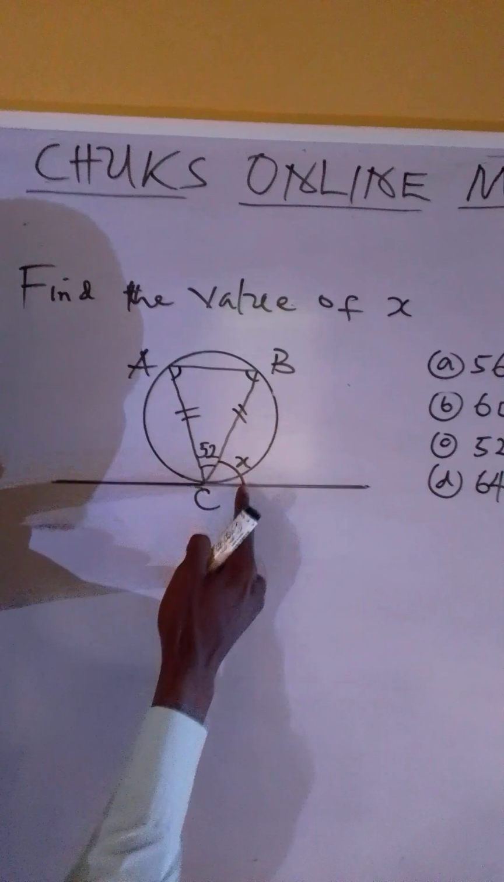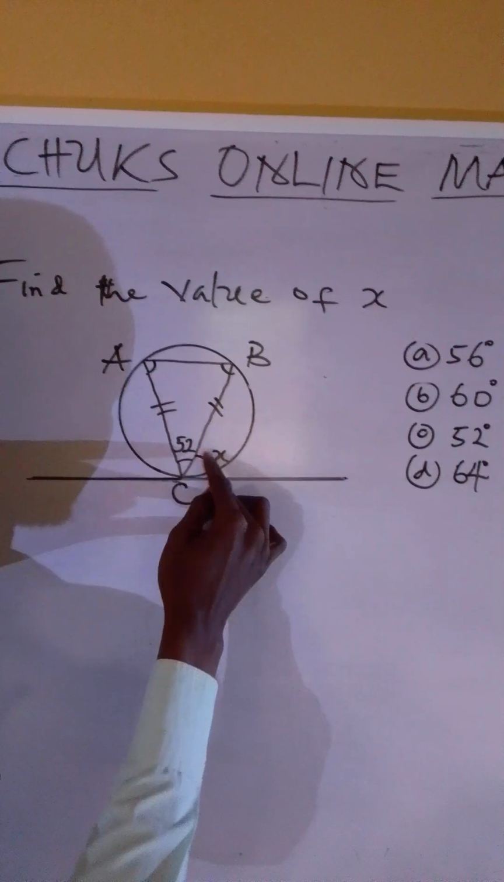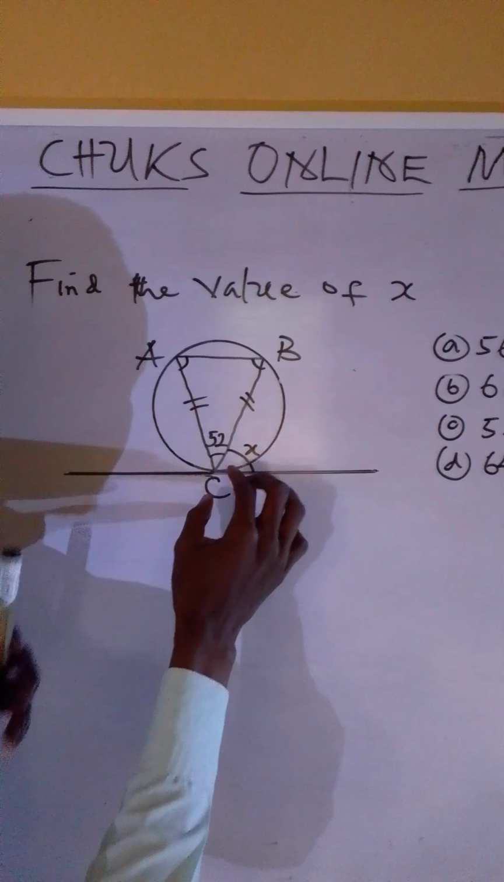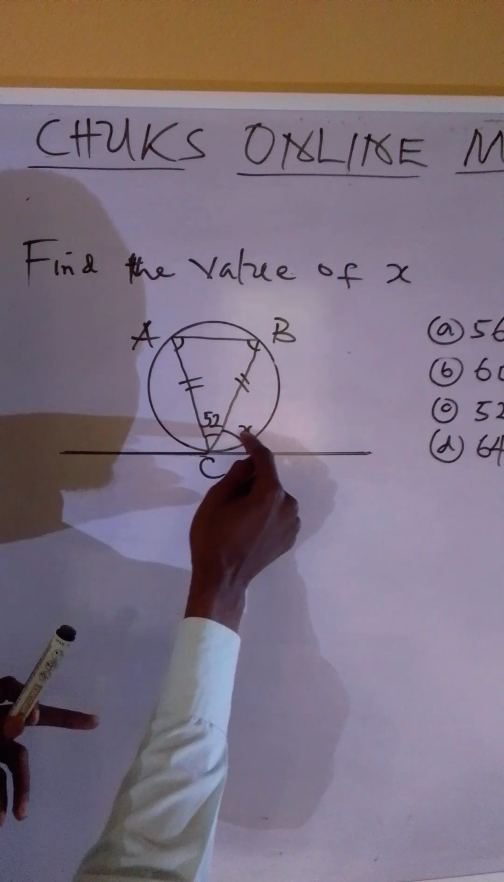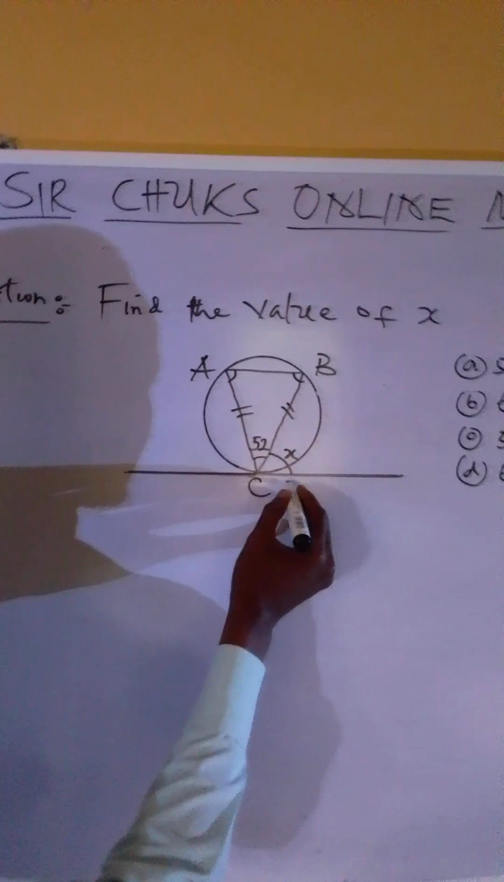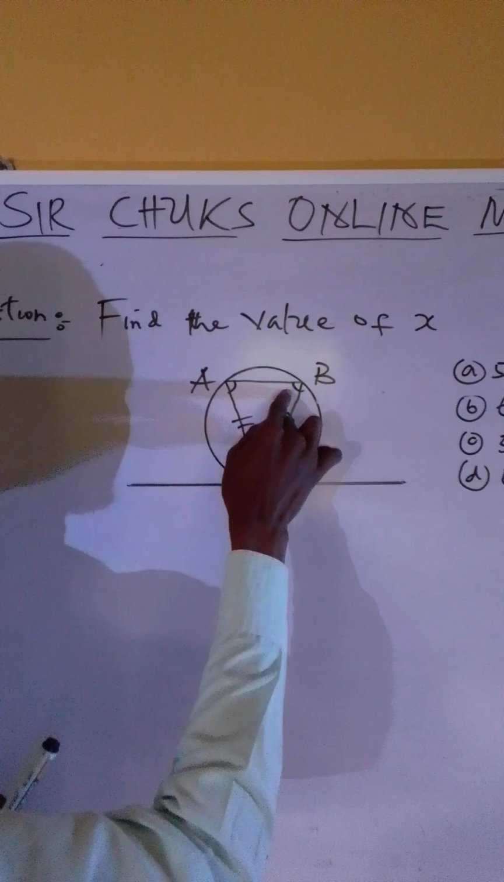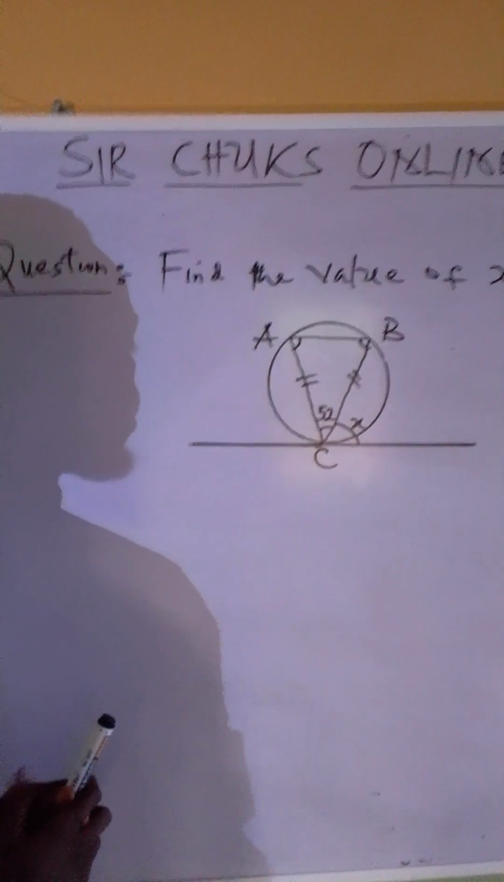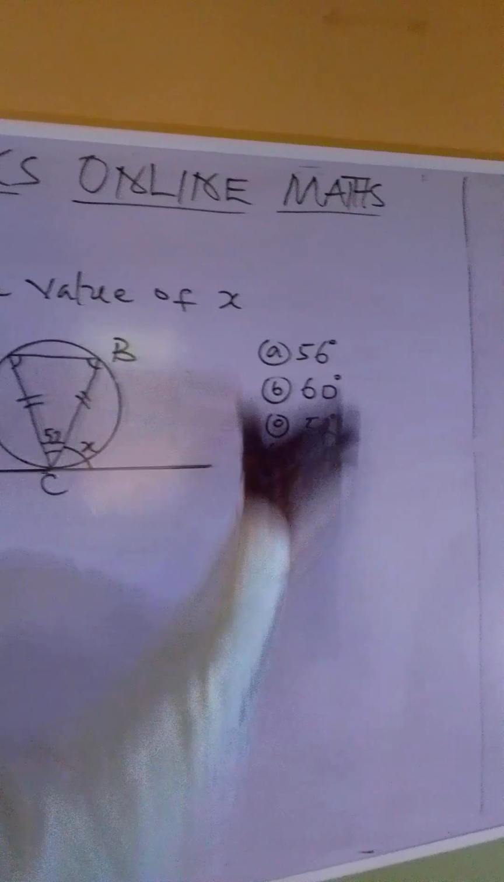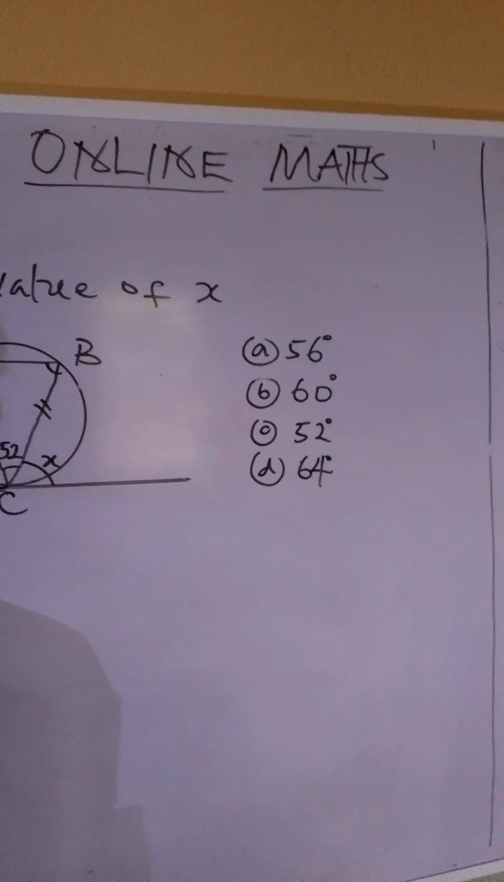We are asked to find this angle here, this exterior angle x, because the angle is formed outside the triangle. To get this angle x, I have to first of all find the base angles of this isosceles triangle. Before we do that, here are the options. One of these options here is the correct answer.